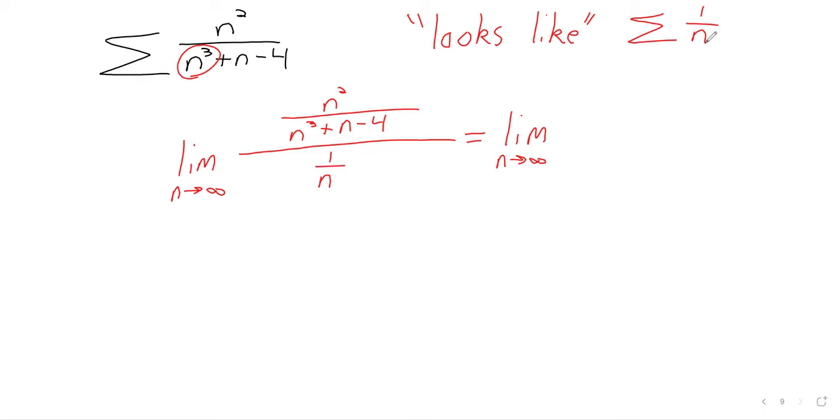When we multiply by the reciprocal of the denominator, we get this. And now you can use L'Hopital's rule if you want to. Maybe you don't have to go to the trouble. Like, what's the horizontal asymptote of this rational function? If you don't remember how to find that, I mean, maybe it's something you can look up in your own time.